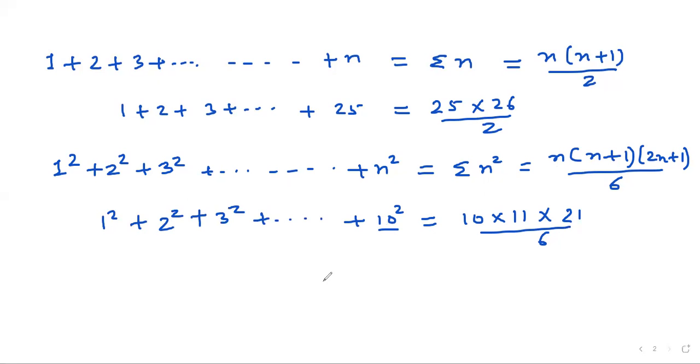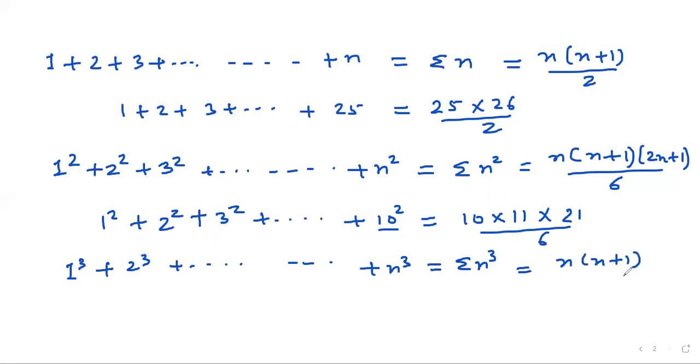Now, the sum of cubes of natural numbers. Suppose 1 cube plus 2 cube plus ... plus n cube, which is also written as sigma n cube. It will be equal to n into n plus 1 divided by 2 whole square. If you observe, sigma n is n into n plus 1 divided by 2. And here, 1 cube plus 2 cube till n cube gives sigma n whole square, that is n into n plus 1 divided by 2 whole square.